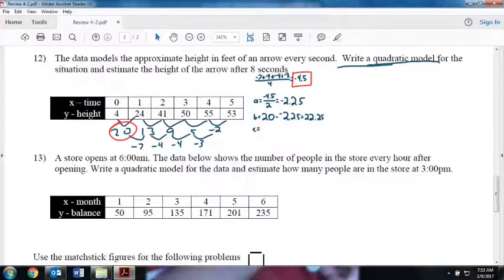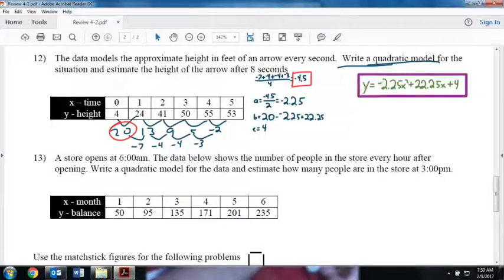So when X is 0, Y is 4. So we have enough information. Let's write our equation. Y equals A, which is negative 2.25, X squared, plus B, which is positive 22.25, times X, plus 4, which is our C. Okay, so there's your equation. That's like 90% of the problem right there.